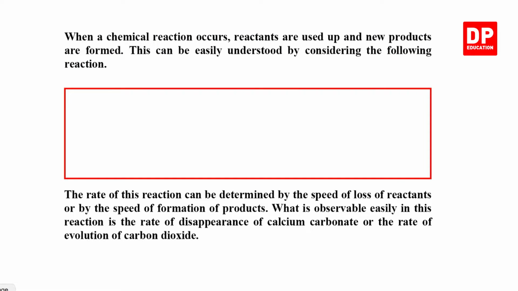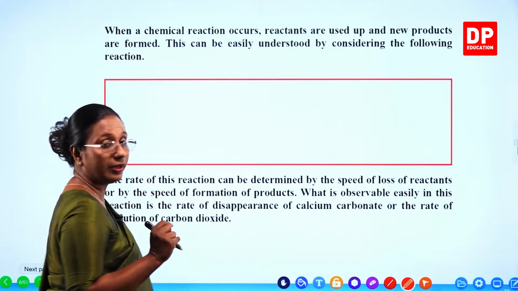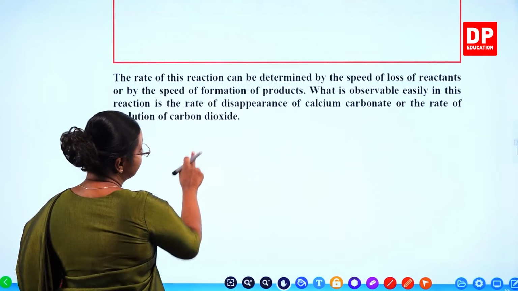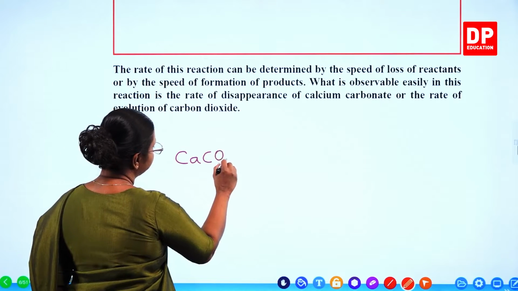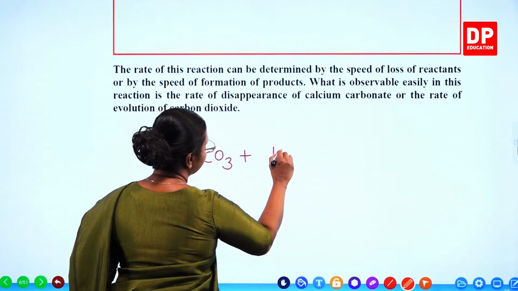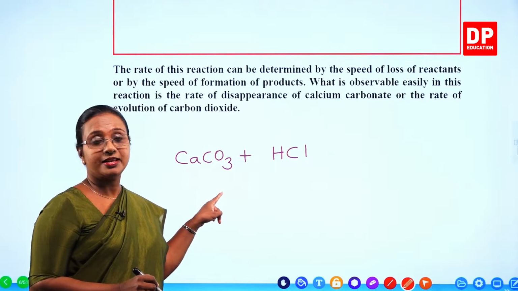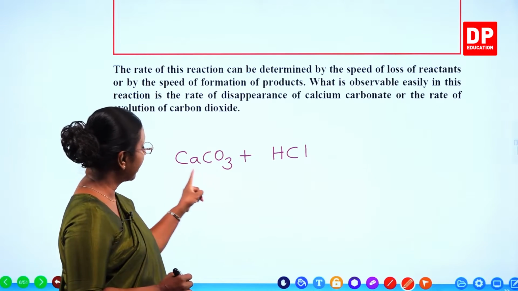So when a chemical reaction occurs, reactants are used up and new products are formed. This can be easily understood by considering the following reaction. You are familiar with these, students. Now, let's say we have calcium carbonate reacting with dilute hydrochloric acid. What is this? This is a reactant. Hydrochloric acid is another reactant. Now, you have calcium carbonate.